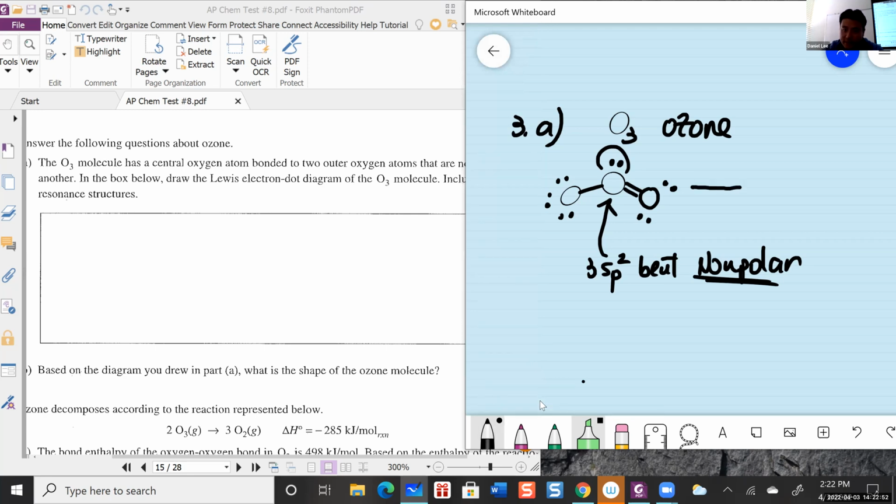You draw resonance by using a double arrow and just move the double bond around, that's it. So now this would be the double bond on the left side and this is on the right side and everything else is identical, yeah? Okay, so that's the answer. So 50%, the double bond is going to be on the left, 50% on the right.